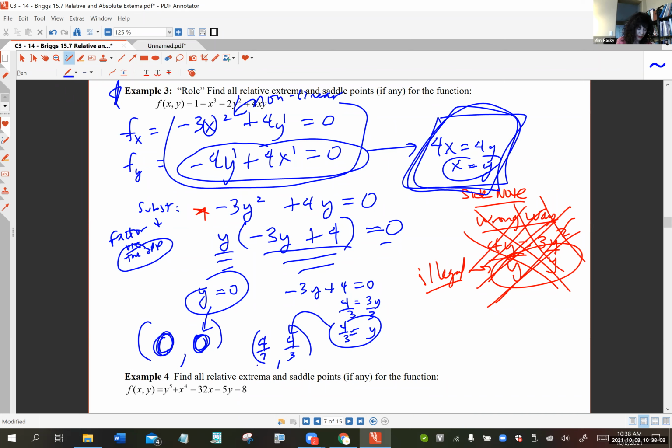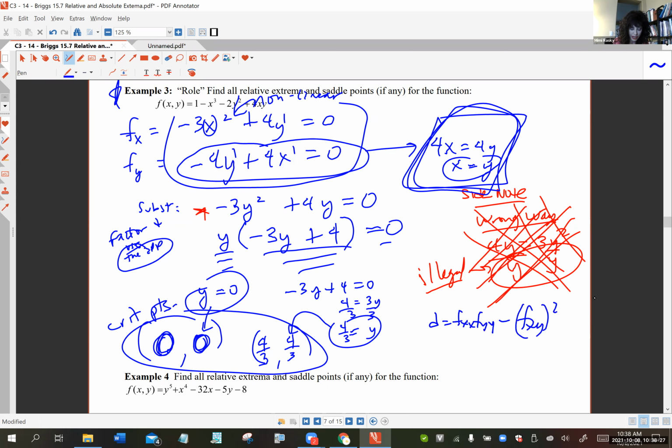Nice. Now, if you make it this far and you're on a quiz or exam, I'll give you a little bit of partial credit, because you did in fact get the correct critical points. Yay, success. But you got to finish the problem. You got to perform the D test. And remember, D is fxx times fyy minus fxy squared. So let's do this on the fly.